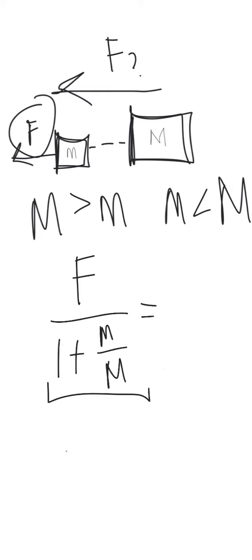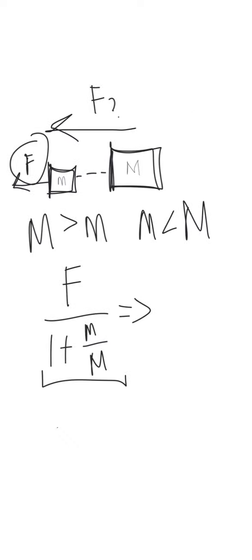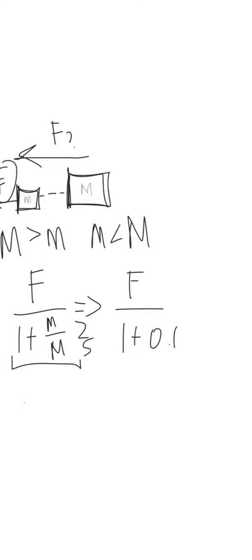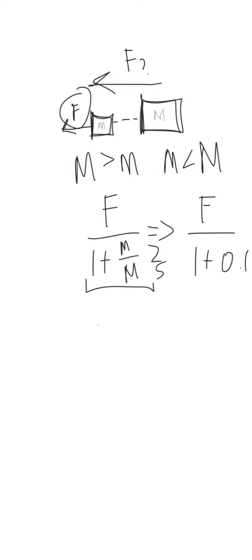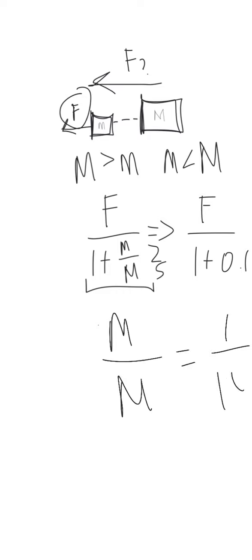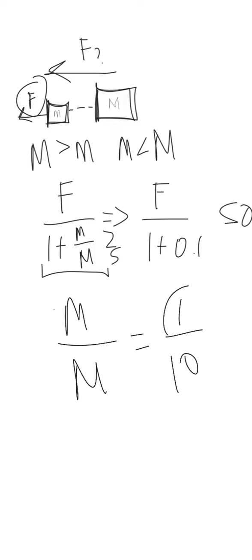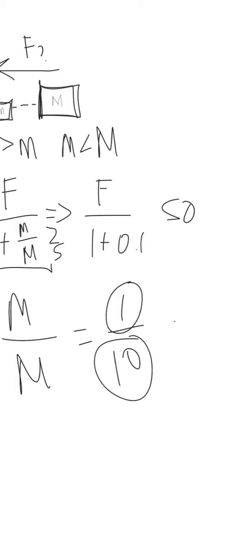So using this equation, we see that the force divided by 1 plus little m divided by big M is 0.1. So we know that little m over big M is equal to 1 divided by 10. Let's say the mass of little m was 1 and the mass of big M is 10. So 1 divided by 10 will give us 0.1.